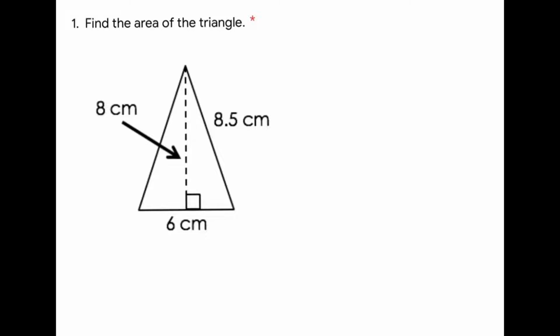Find the area of the triangle. So we know that the area of a triangle is our base times our height divided by 2. So all you have to do is plug in your base times your height and divide it by 2.